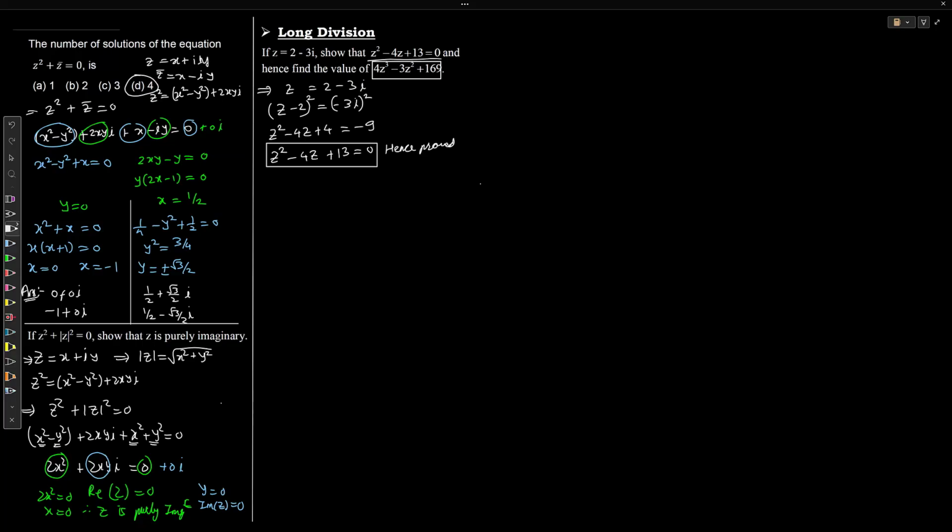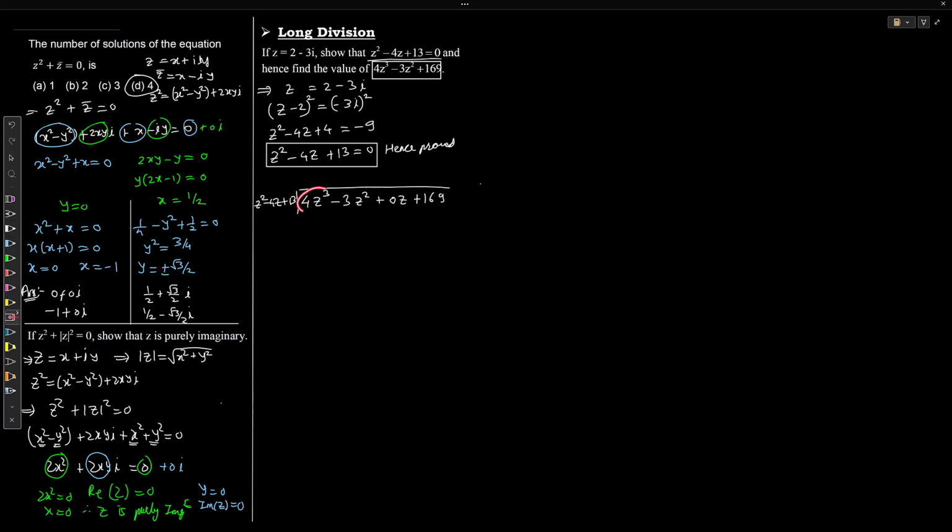Easiest method is long division. Those who don't remember long division, first convert the polynomial into standard form. We have 4z cube minus 3z square plus 0z plus 169. In the z term, write 0z. And we have to divide this by z square minus 4z plus 30. Okay?